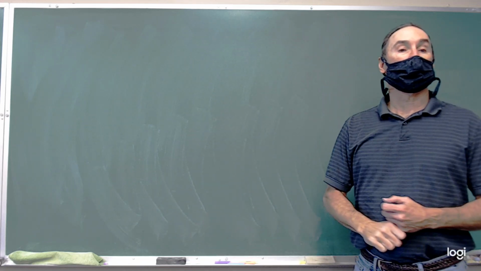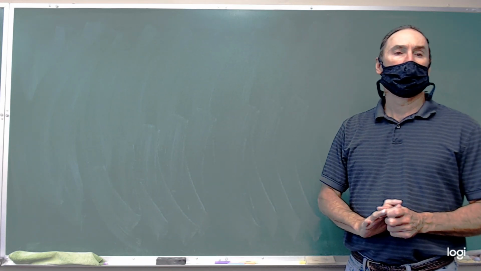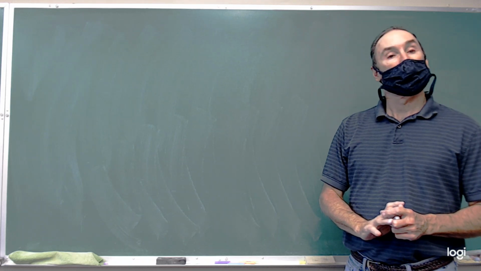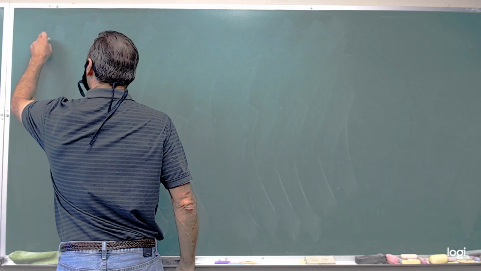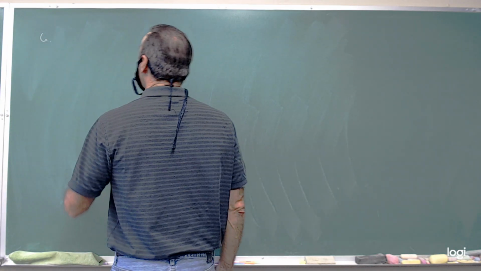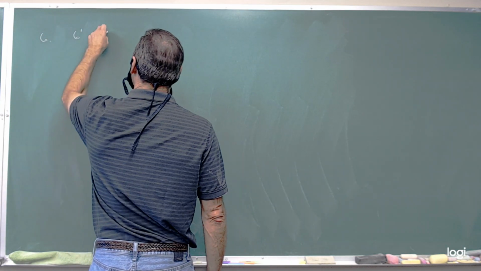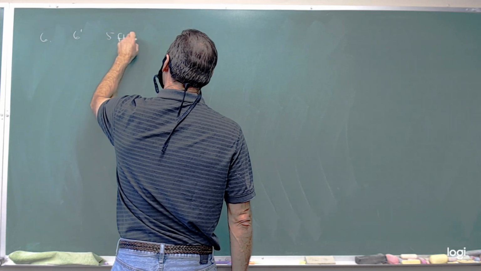Pick one out that looks hard. Can we do number 6? Yeah, can you tell me what that is? It says a man 6 feet tall walks at a rate of 5 feet per second towards a light that is 20 feet above the ground.